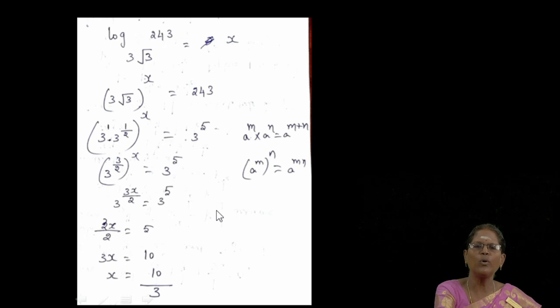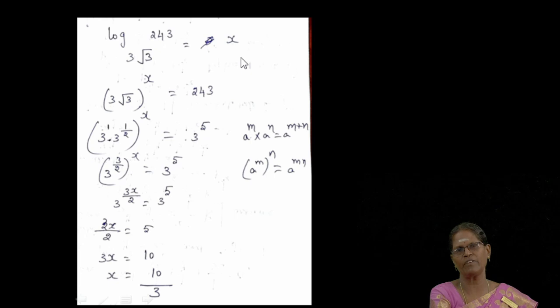Here we are not going to refer log table. Simply we are going to apply index formula. Now the number is log 243 to the base 3 into root 3 is equal to x. We are going to solve the problem. We are going to find out the value of x.